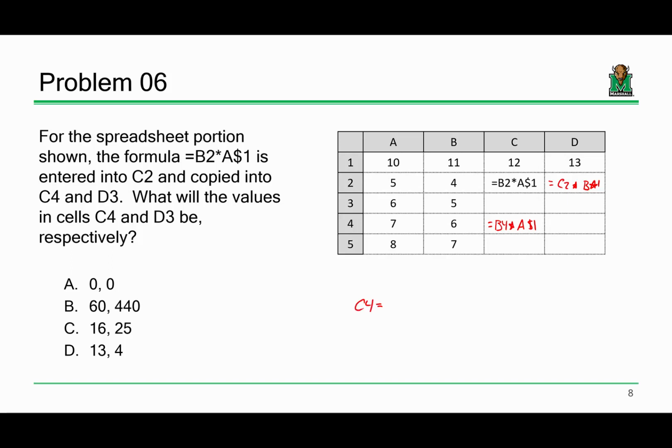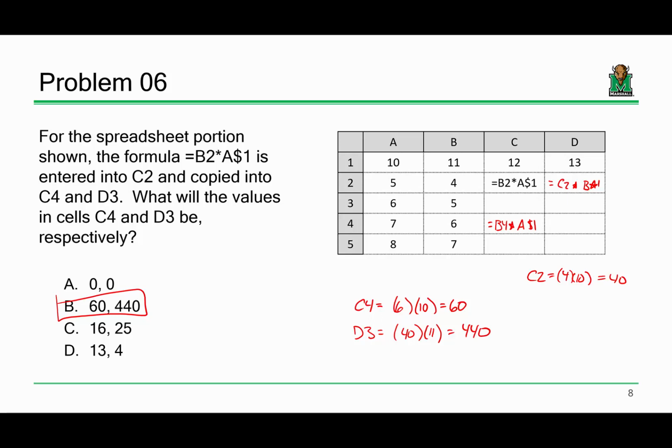This C4 is going to be B4, which is 6, times A1, which is 10, which is 60. So we already know that's the choice. But if you want to be thorough, you can say D3 equals C2 times B1, and we have to actually go through and do this. It's actually more strategic to do the first one, and I'll comment on that again. Let me finish this out. C2 is B2, which is 4, times A1, which is 10, so that's 40. And so that becomes 40 times 11, which is 440.